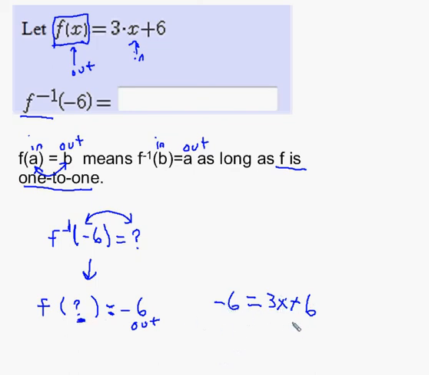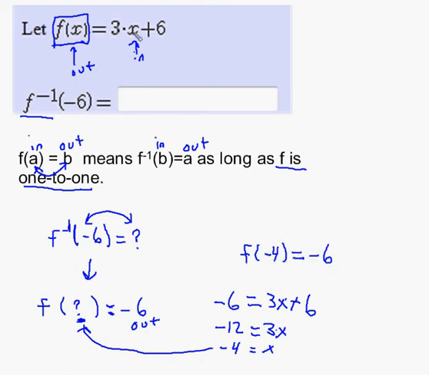So now all I have to do is subtract the 6 on both sides. This would be negative 12. Subtracting 6 on this side would be 0, so I don't need to write it. And then I divide by 3, remember the 3 is being multiplied, so negative 12 divided by 3 is negative 4. That's the answer. If you want, you could show that if I put negative 4 back into this statement, what that means is that f of negative 4 is negative 6.